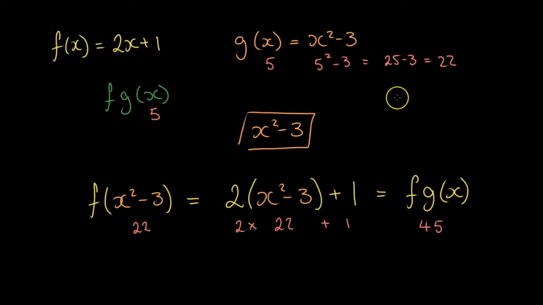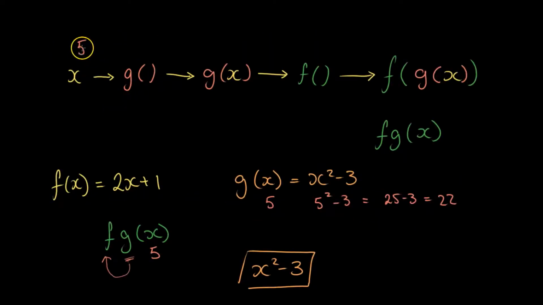So you can see, perhaps it's easier with numbers, that I'm putting the answer that I got out of my g function into my f function to then get out a final answer. And that's what composite functions do: they take the answer from the first function and then they put it into the second function in order to get out the final answer.